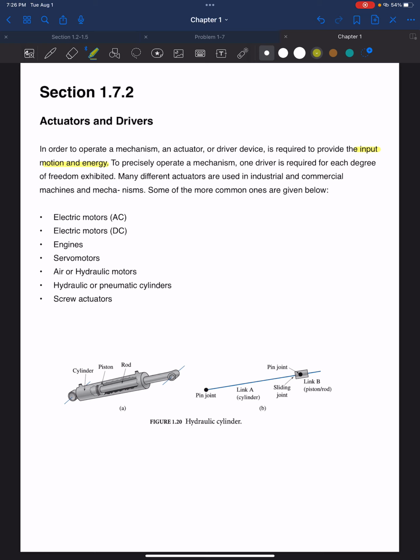Just to list out some common drivers: electric motors, we'll see a lot, and we'll see a lot of hydraulic and pneumatic cylinders, but also screws, servo motors, engines. All of these can be drivers for a mechanism.